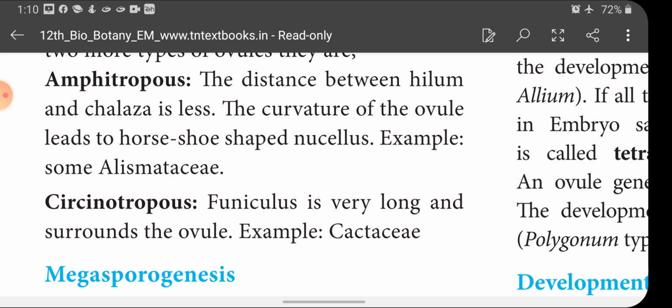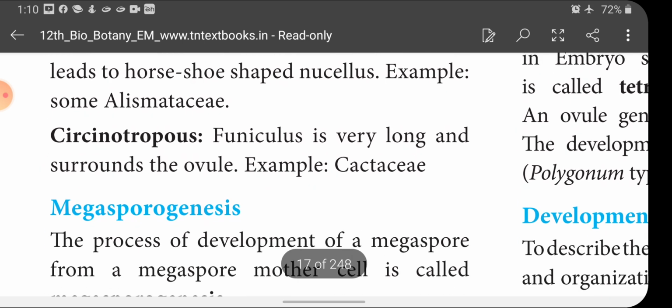I will wind up the class with this, children. The next topic is megasporogenesis. Let me continue in my next class.